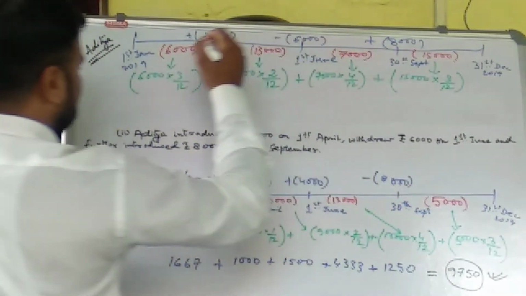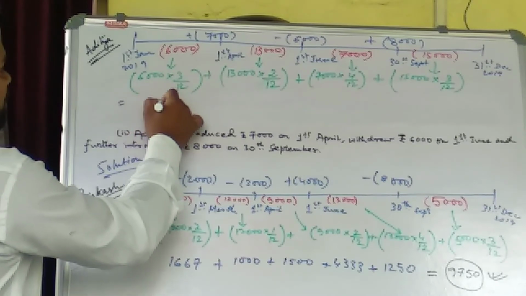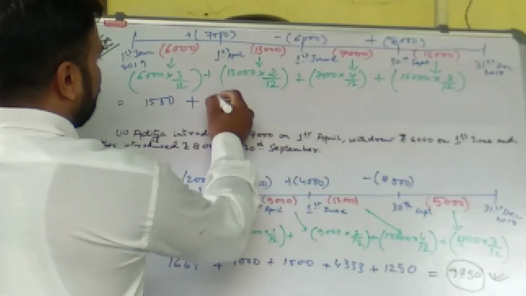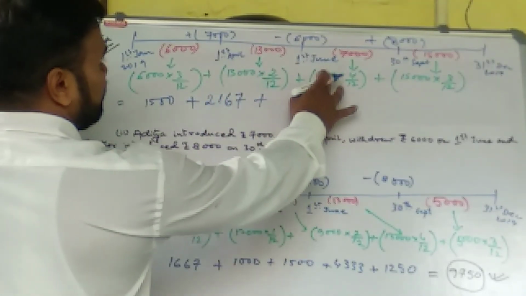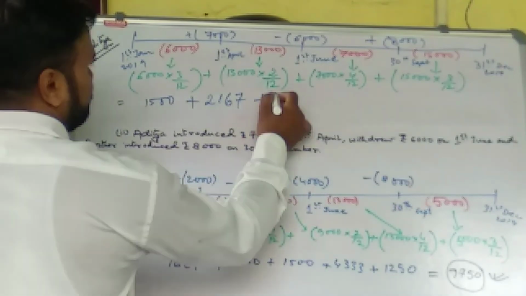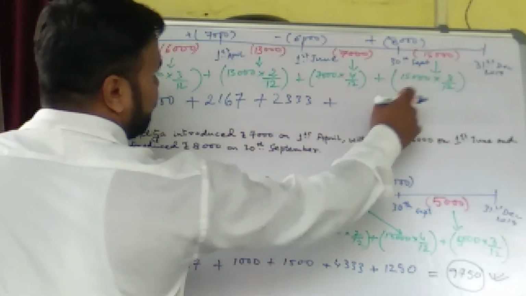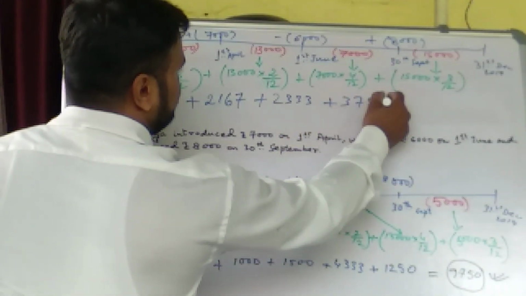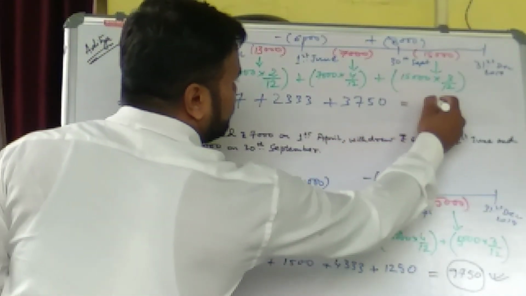Now let's calculate. 6,000 divided by 4 is 1,500. 13,000 divided by 6 is 2167. 7,000 divided by 3 is 2,333. And 15,000 divided by 4 is 3750. What is the total here? 9750.